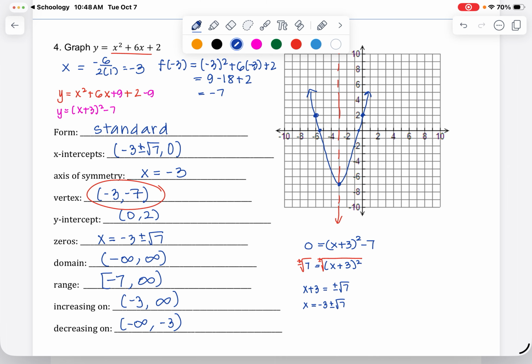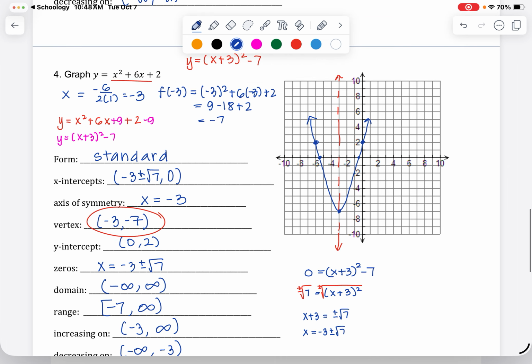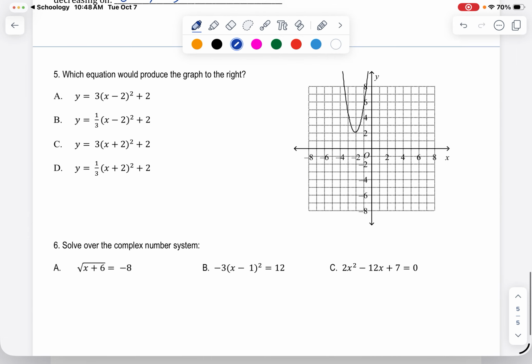Okay, so here's the thought behind this. If it's in standard form, you can go to vertex form and then find the vertex and find the x-intercepts. Or if it's in standard form, you can do the opposite of b over 2 times a to find the x value of the vertex, plug it in, and then go to vertex form. It's up to you, right?